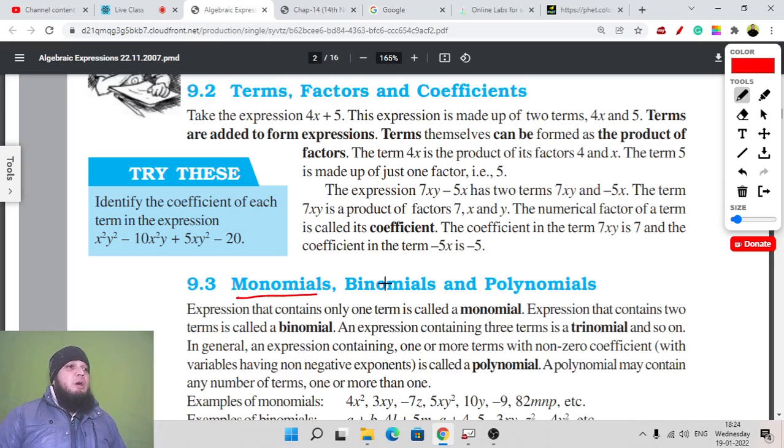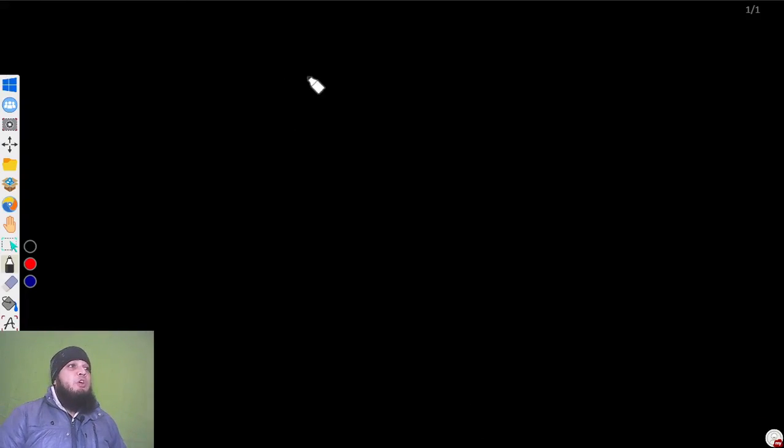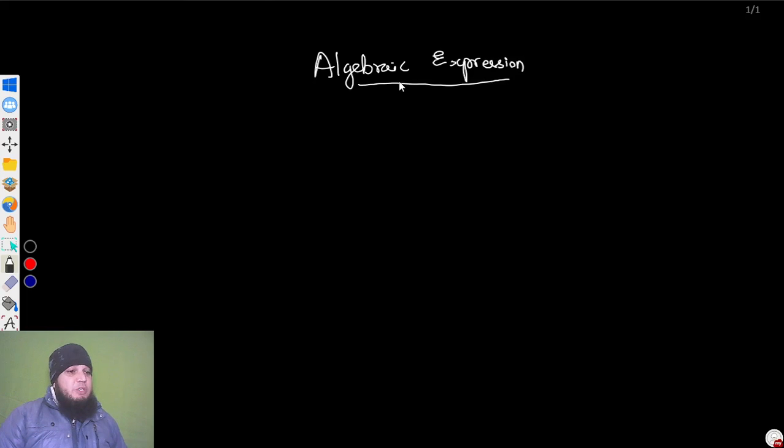Now coming to the monomial, binomial and polynomial. As I told you, what is a polynomial? A polynomial is nothing but an algebraic expression. It is also an algebraic expression, but such an algebraic expression whose power is a whole number.